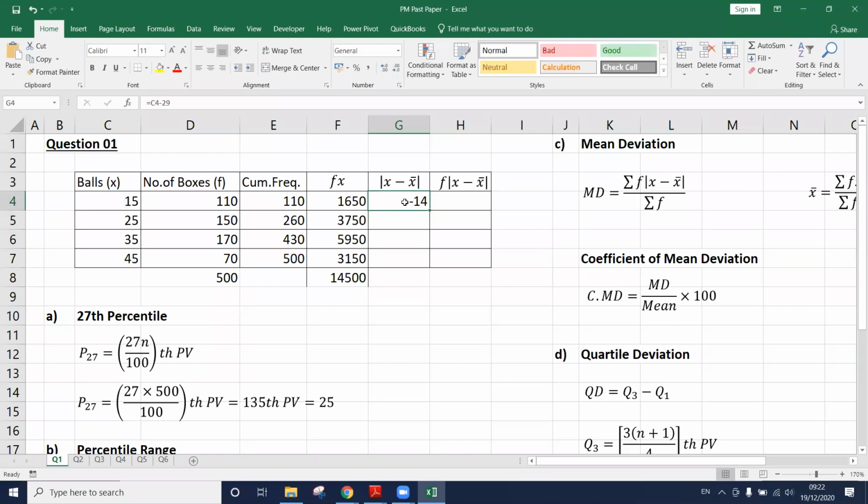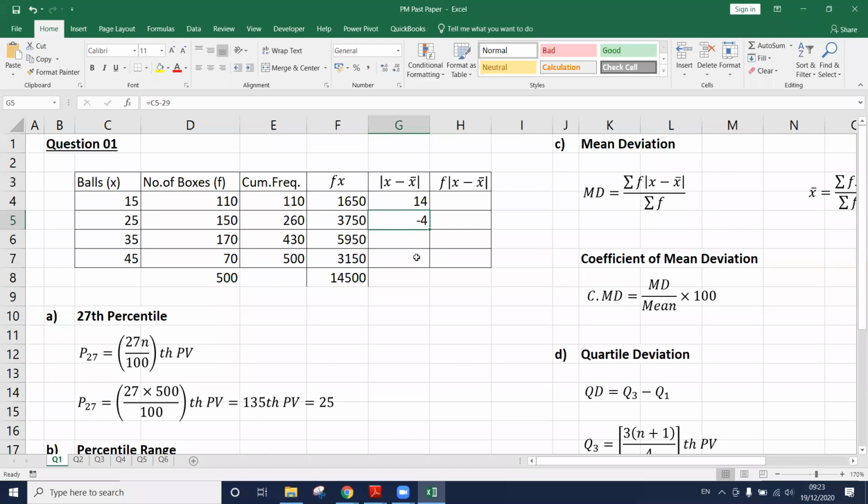Do we leave this as it is, or do we not consider the minus? Since we need to consider the absolute values, we are not going to consider the minus. This absolute business applies only when finding the mean deviation; the other measures have no such issue. Here, 25 is the x value, x minus x bar is minus 4. We ignore the minus and consider the value as plus 4.